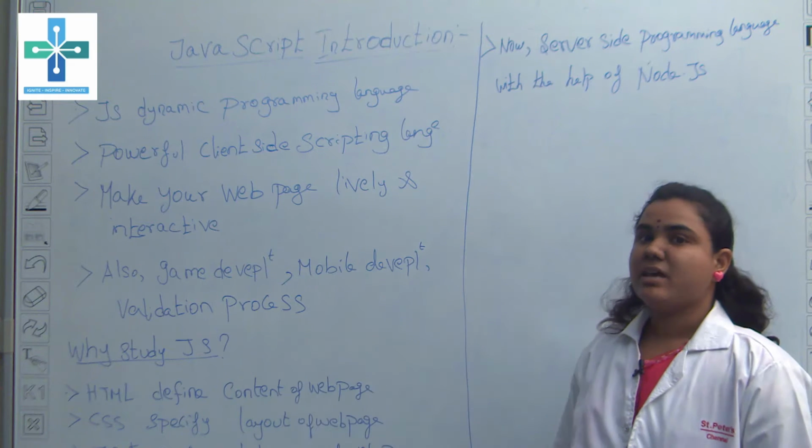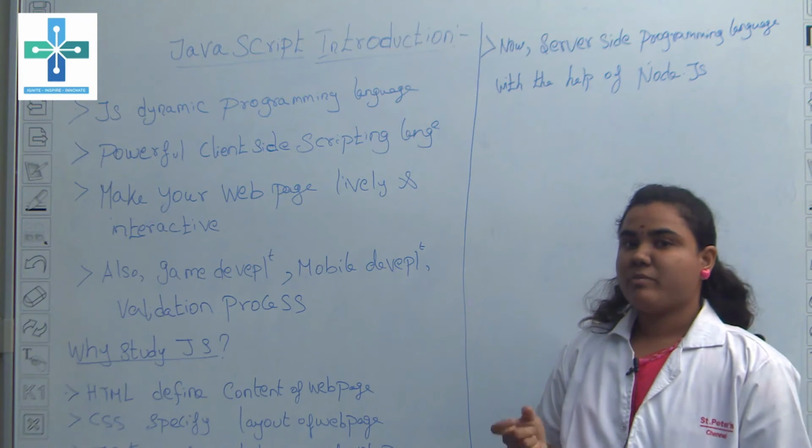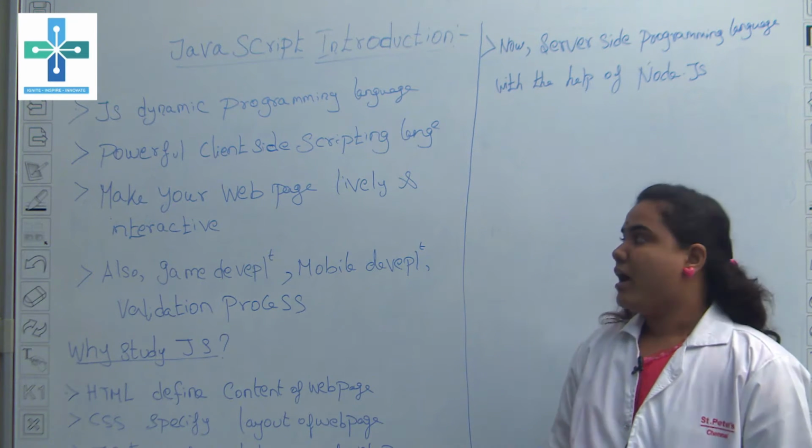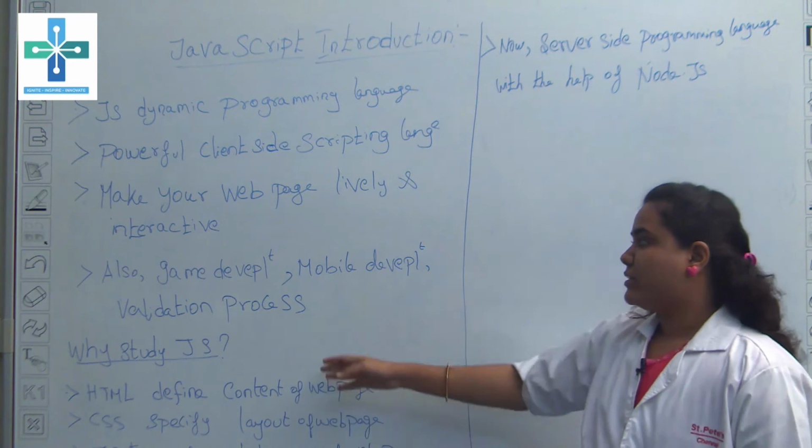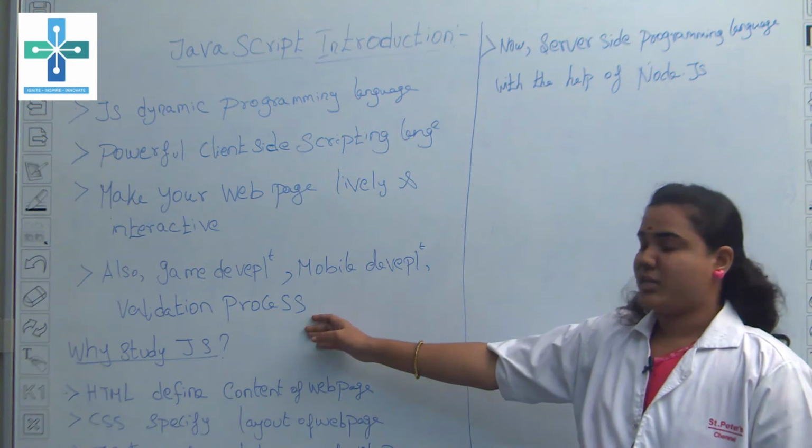Validation process in the sense that whenever we check the email ID, we must have the @ symbol, and we also check that phone numbers must be 10 digits. So this is the process to check validation.